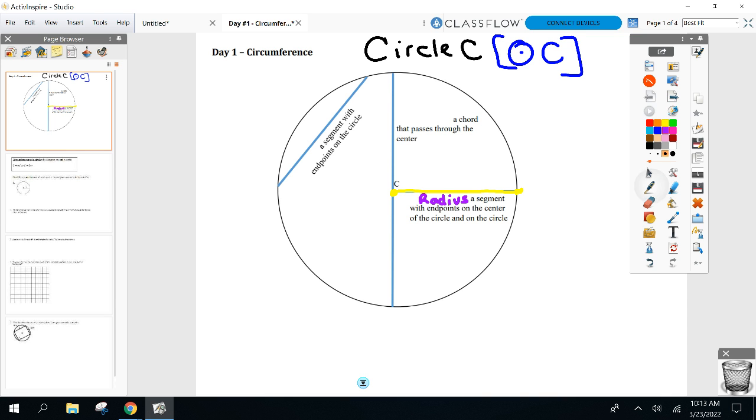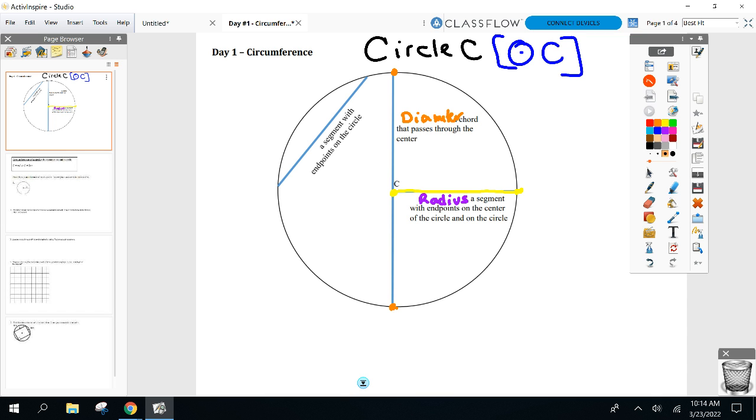Next one. What about a segment where both endpoints are on the circle and it goes through the center? Both endpoints are somewhere on the circle, but it goes through the center. Romeo? Diameter. That's a diameter. Good work. Biggest thing to remember about a diameter, it's got to go through the center. Diameters always go through the center.